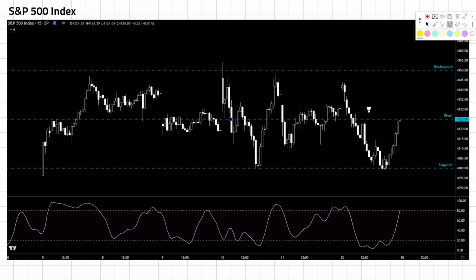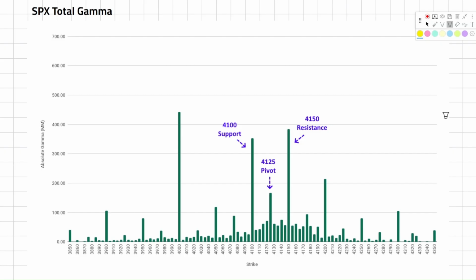We're looking at the S&P 500 here, and we can see the market has been contained to a range of 4150 on the upside and 4100 on the downside, with 4125 as a pivot. Now, of course, analyzing price action, we can clearly see the market is range bound. However, just by analyzing price action, it may take us a while to actually determine the trading range. So what we like to do as zero DTE traders is to identify key levels by looking at total gamma.